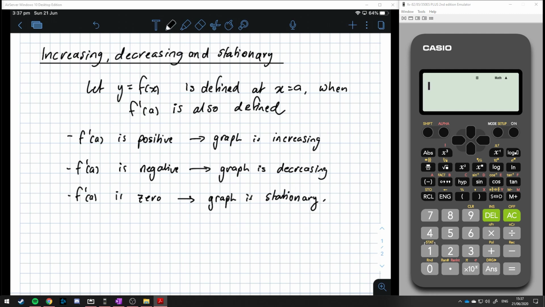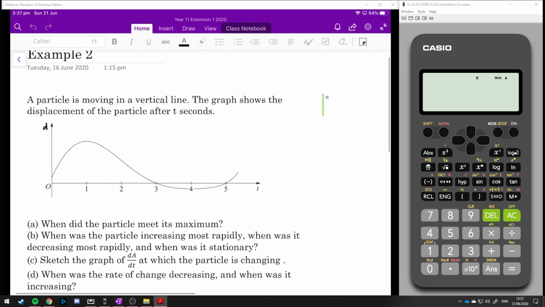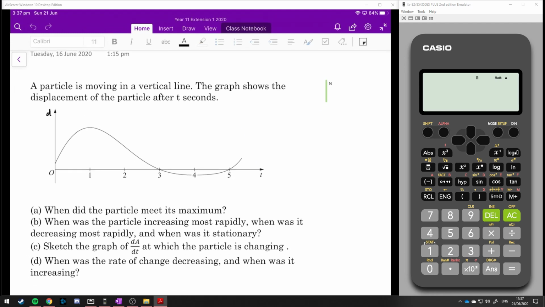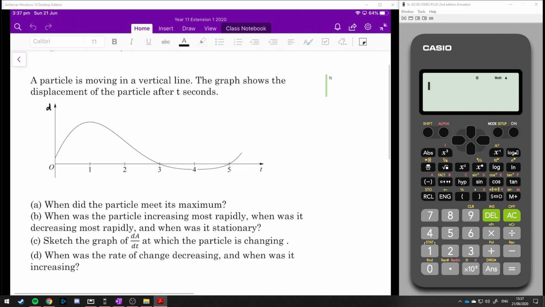And so let's do so in the second example I've got lined up. A particle is moving in a vertical line. The graph shows the displacement, so like the distance from a particular starting point, of the particle after t seconds. So when does the particle meet its maximum?